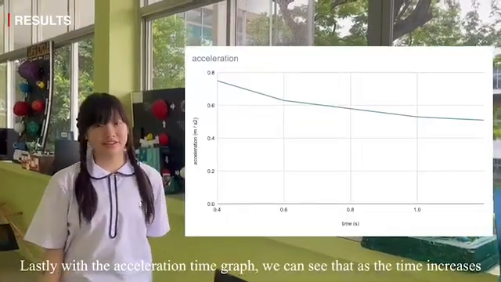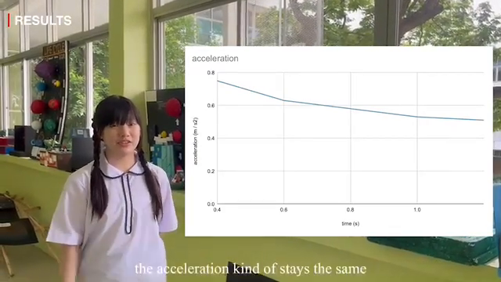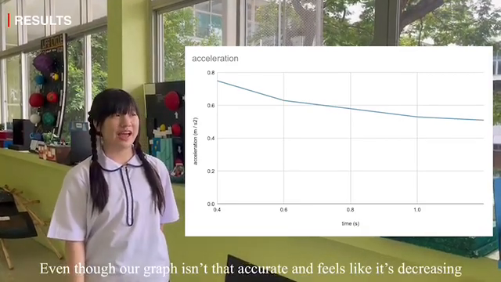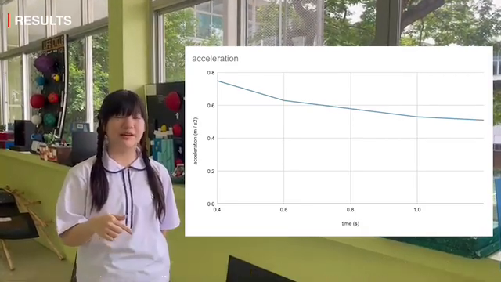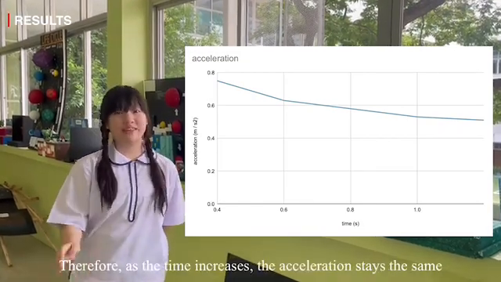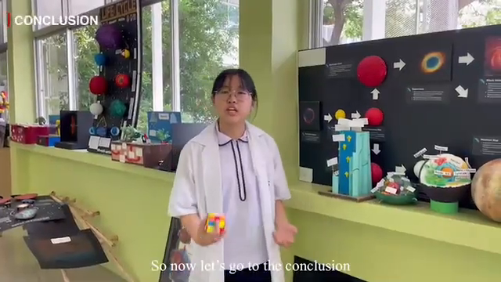Lastly, with the acceleration-time graph, we can see that as the time increases, acceleration kind of stays the same, even though our graph doesn't look accurate and feels like it's decreasing. But acceleration is supposed to stay the same. Therefore, as the time increases, the acceleration stays the same. So now let's go to our conclusion.